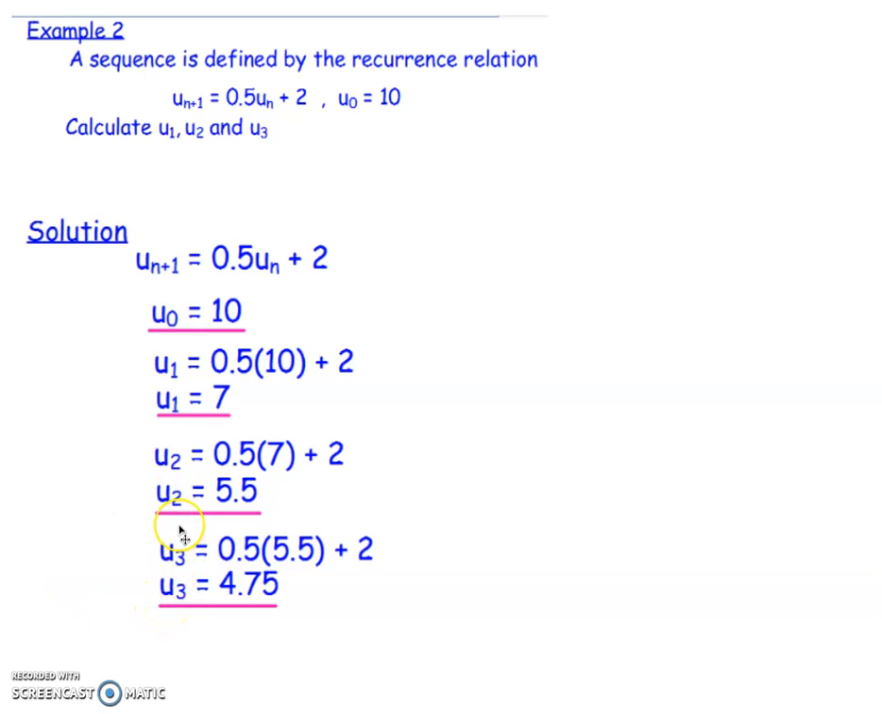But the actual calculations your calculator is doing there are, for U_1, 0.5 times 10 plus 2. For U_2, 0.5 times 7, which was your U_1 value, plus 2, which is 5.5. And for U_3, it's doing 0.5 times 5.5 plus 2. So the formula is staying the same, but the only thing you're doing is substituting in the previous term each time. So U_0 is going in here, U_1 is going in here, U_2 is going in here, and that gives you the four values you need: U_0, U_1, U_2 and U_3.